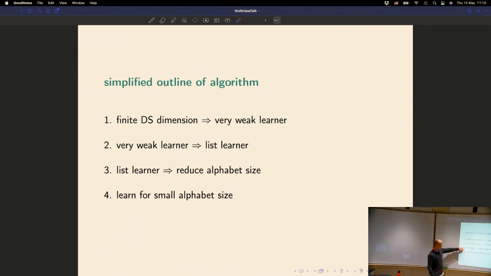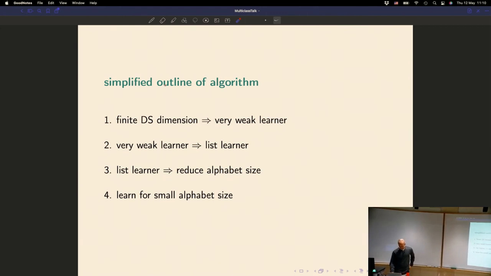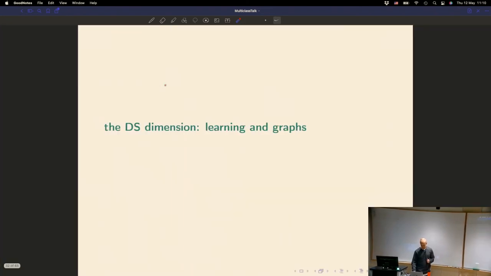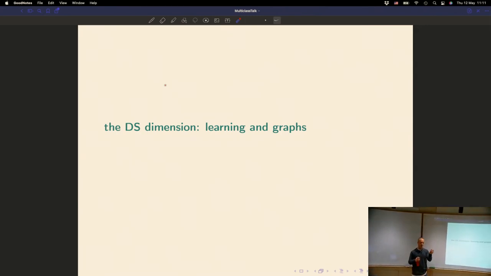And then when we reduce the alphabet size, we can sort of do things that are known. Okay, so this is the idea. It's very, very high level. I didn't explain any detail, just the very high. Okay. So this is the outline of the algorithm. And now I want to explain a different idea, and I want to demonstrate what the DS dimension does and how it is related to this slight advantage, by an example.